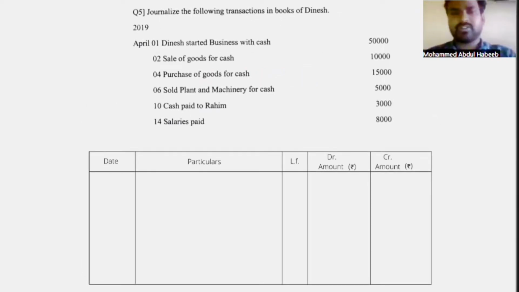Here is the solution. The heading will be taken as journal entries in books of Mr. Dinesh. As Mr. Dinesh is the owner of the business, it will be recorded as journal entries in books of Mr. Dinesh. And the format for journal entries is date, particulars, LF, which stands for ledger folio, debit amount rupees, credit amount rupees. The transactions are given for the year 2019 for the month of April.